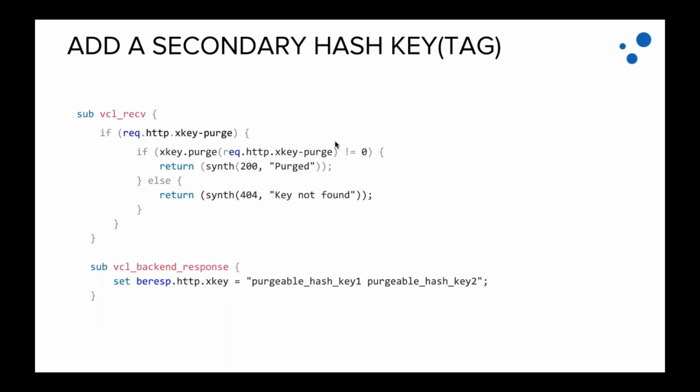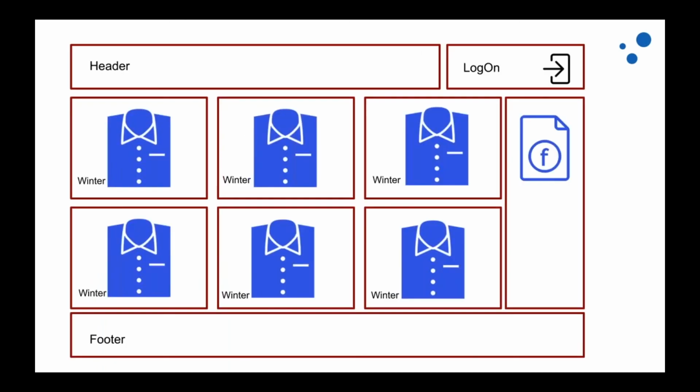That's extremely useful, especially for e-commerce. If I think about clothes, I'm quite sure you might have spring clothes or winter clothes, and when the season changes, it's super easy to just delete every piece of content matching the season spring or the season winter. You will have to run a single purge to do it.